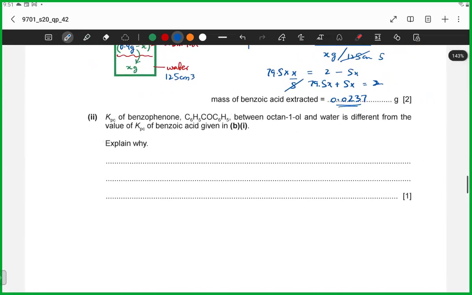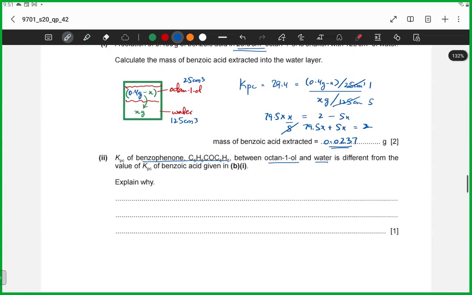So now, for example, over here, it's again octan-1-ol and water, right? But you've got a different solute now. Now this solute is going to have a different KPC value. So obviously you have a different solute. Some solutes will be more soluble in one layer, some of them will be more soluble in the other layer. Now the question is just a 1-mark question, but it's a tricky question, which is that the KPC of benzophenone is different from the value. So it's a simple question. They're not even asking whether it's higher or lower.